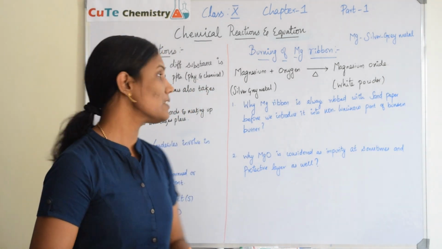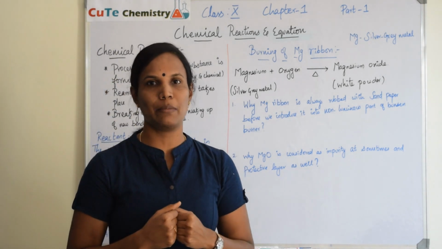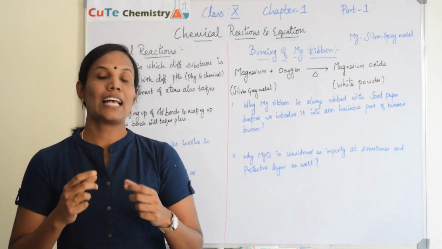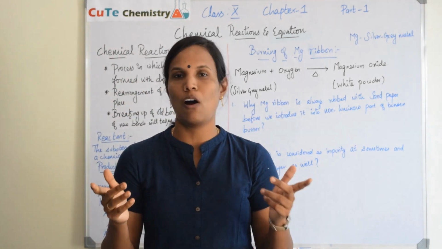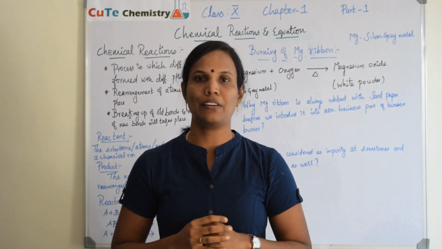The third change is the breaking and making of bonds. In a chemical reaction there will be breaking of bonds, and the formation of new bonds can also happen. So these are the three important changes that happen in a chemical reaction.